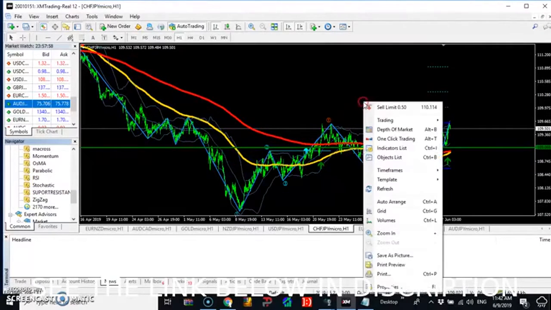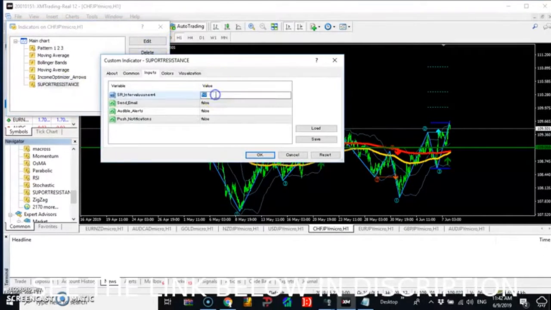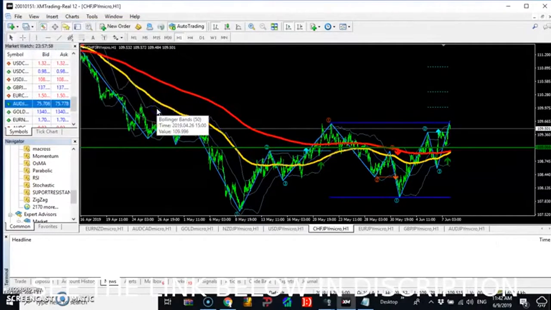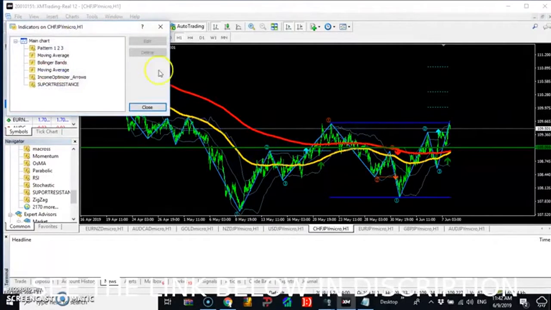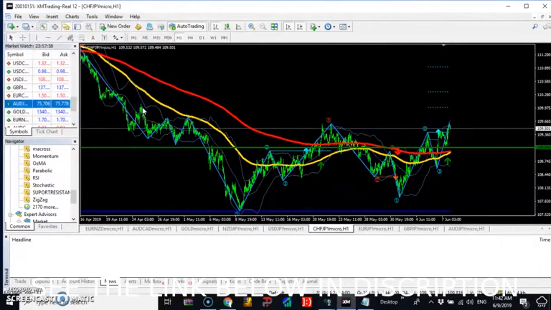No, we don't want 50. Let's say the indicator is support resistance, and let's say it is 300. Let's see how it looks. Oh, the 300 is too small. Let's say the indicator is support resistance, and let's say it's 1000 bars. Let's say 1000 and see how it looks.